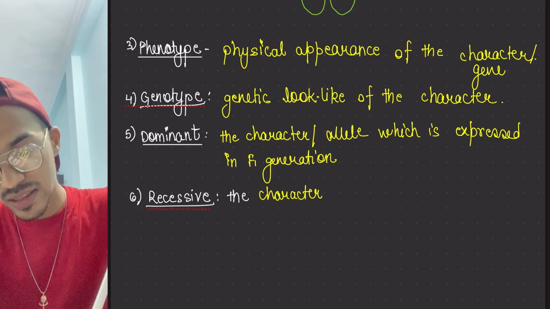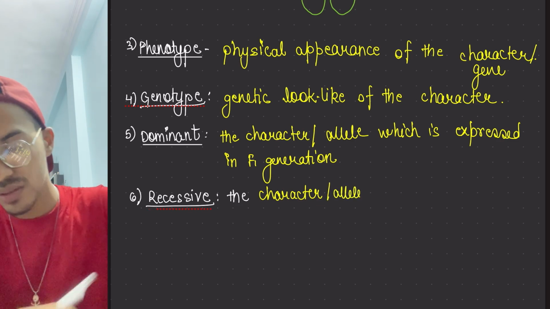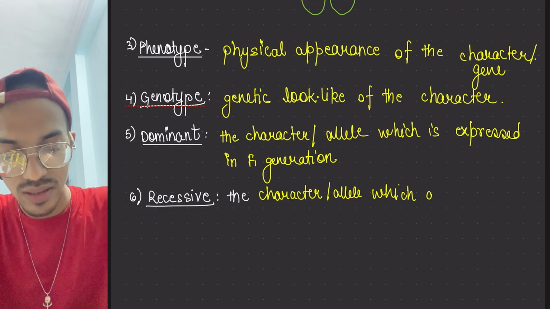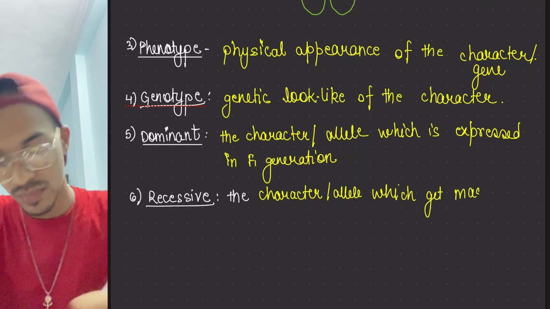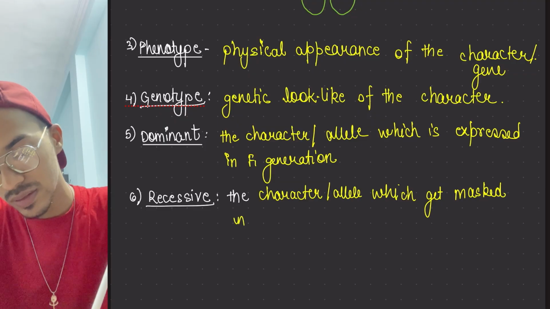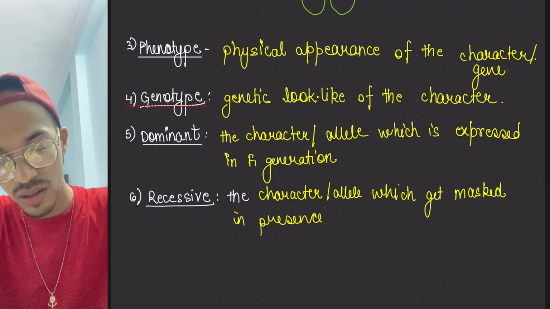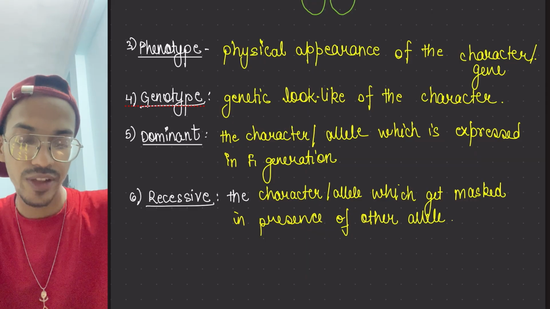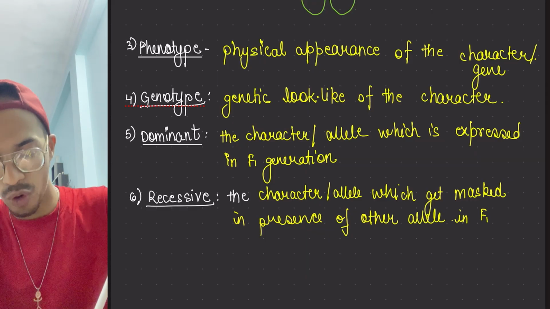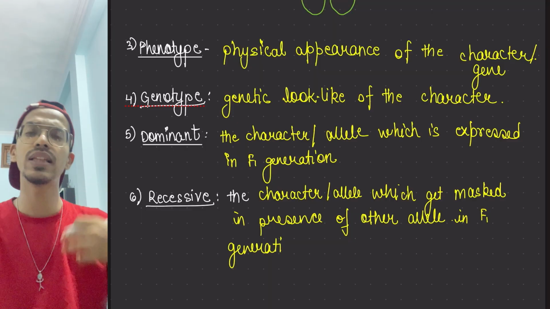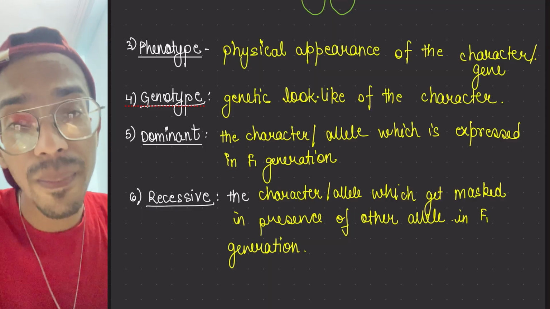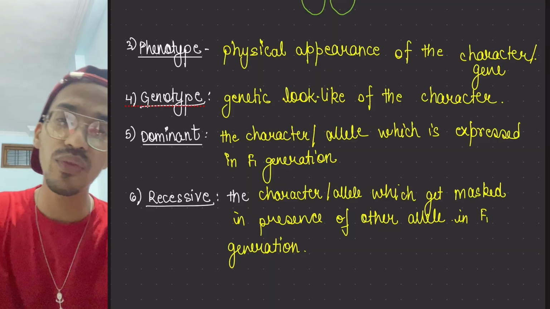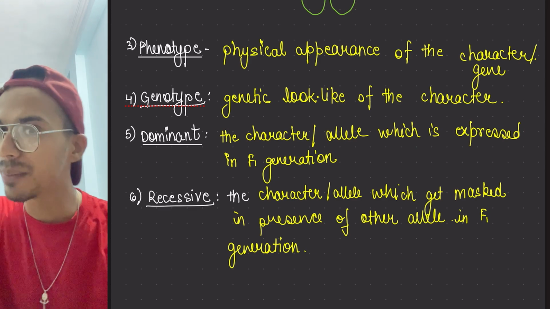The character or allele which gets masked in the presence of the other allele in F1 generation. We will learn it. For now, just remember that in my body, the allele which shows its effect was the brown color eyes, meaning that is the dominant one. And the recessive allele would be the one which is not able to show, that is the blue color one.